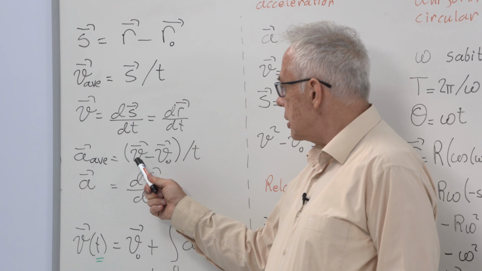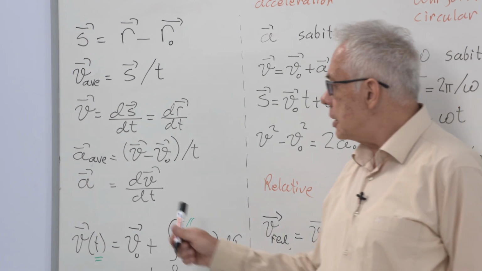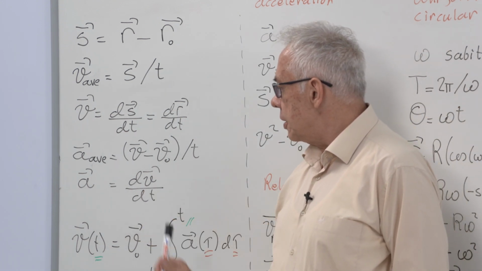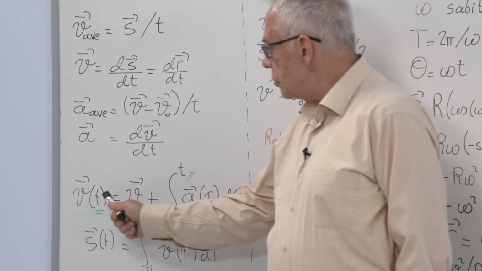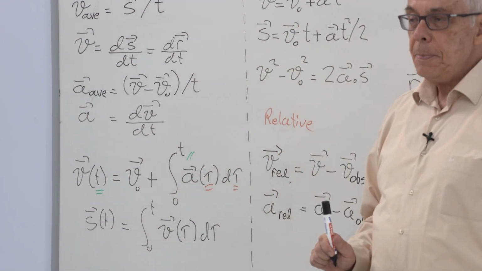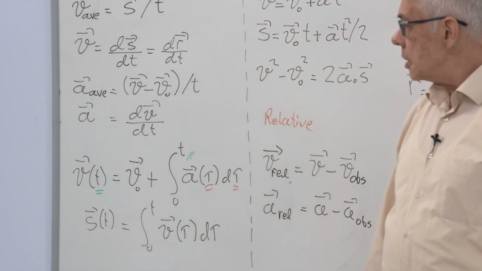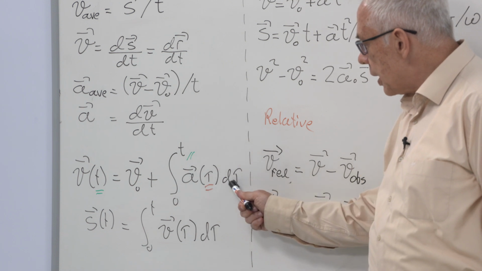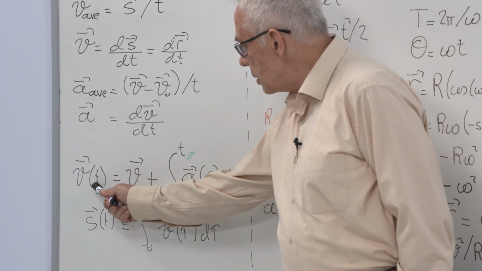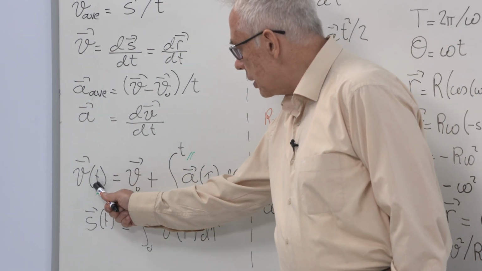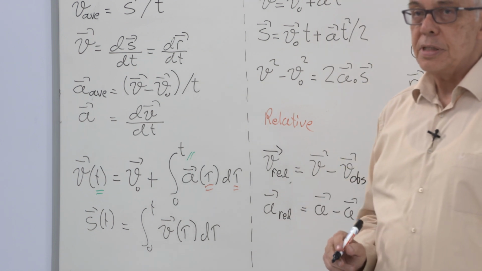Average acceleration is the change in velocity divided by the time for the change, and instantaneous acceleration, similarly, is the derivative. The inverse of these is that the integral of acceleration gives me the change in velocity, and the integral of velocity gives me the displacement. Please note that the integration variable and the integral limit are not the same. And this time, where we want to find the velocity, is the integral limit and not the integration variable.